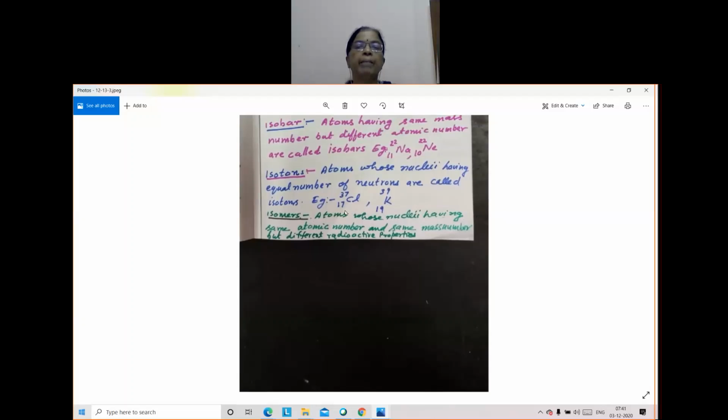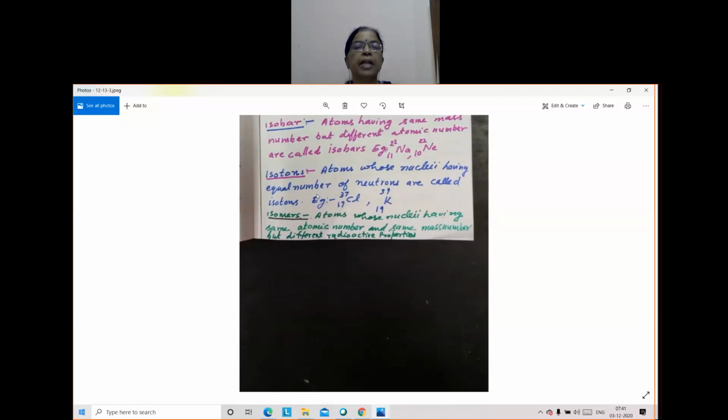Examples: atomic numbers 70, 90, different. And 37, 39, that also different. Atomic number and mass number are different. But if you subtract it, 37 minus 17 is 20, 39 minus 19 is 20. Number of neutrons is the same. Mass number minus atomic number will give the number of neutrons. So when we subtract, A minus Z, we get the same number of neutrons. So that is known as isotones.